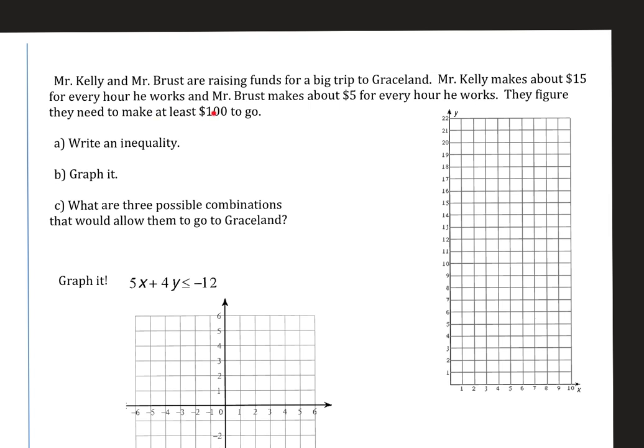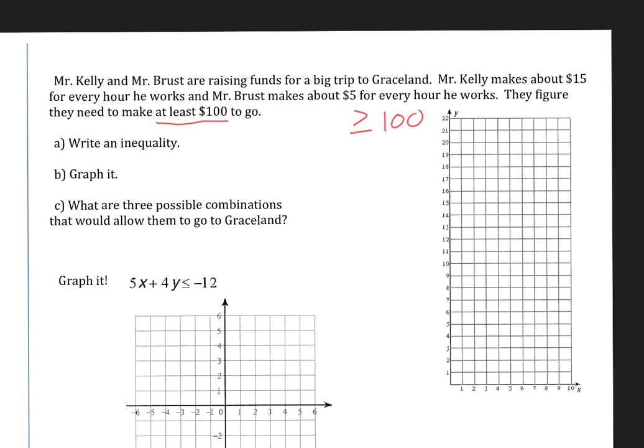Well, this phrase right here tells me a lot. I'm going to underline this. At least $100. That means at the end of the day, whatever I do, it must be greater than or equal to 100, right? The total amount that I make between Mr. Kelly and Mr. Brust has to be greater than $100. By the way, it's going to cost way more than $100 to go. This must be an old problem. All right.